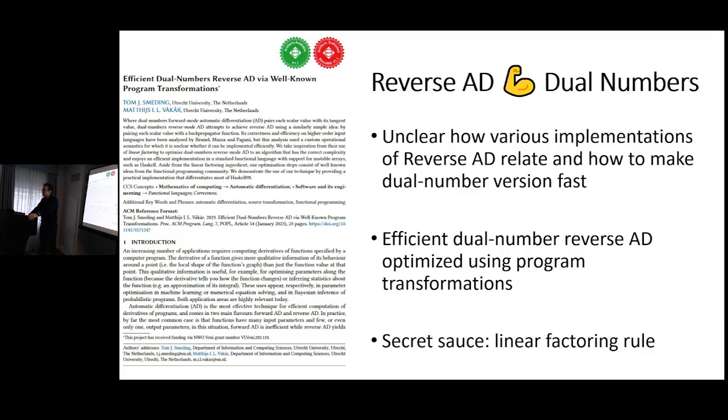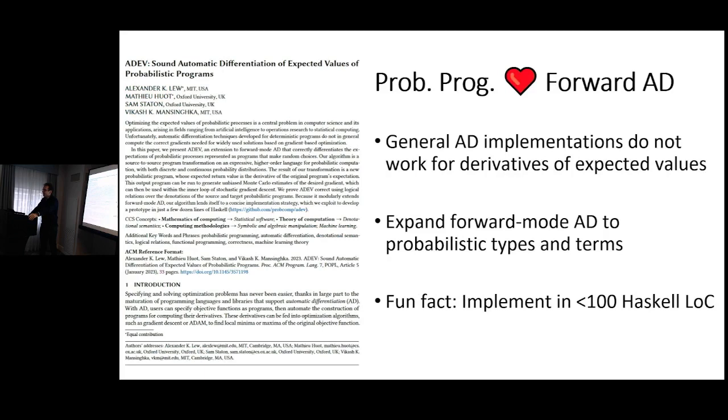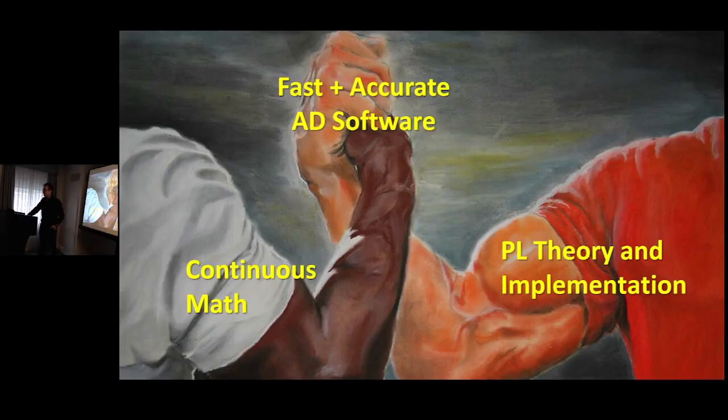And the final paper is showing us how we can extend the forward mode AD and how to be careful about it to apply to probabilistic programs, where you also need to think about expectations and other aspects that are not present in just general AD software. So why go to this session? Well, it's a nice intersection of continuous math and PL theory and implementation. It's a nice starting point of thinking about all of these problems together.